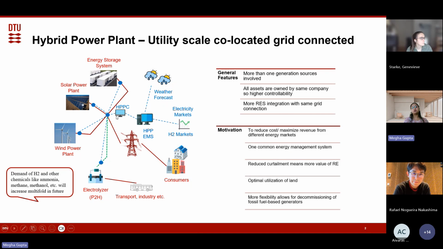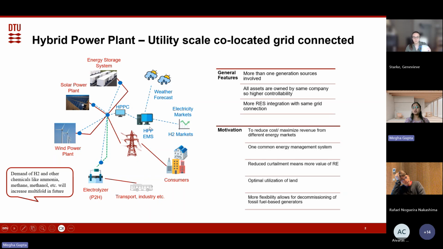What is important to note here is that we are considering a common hybrid power plant controller for this whole setup, and a common energy management system, so that all the assets are generally owned by a single company. So they have full control and visibility of all the resources. And we are focusing more upon the energy management system in this presentation.